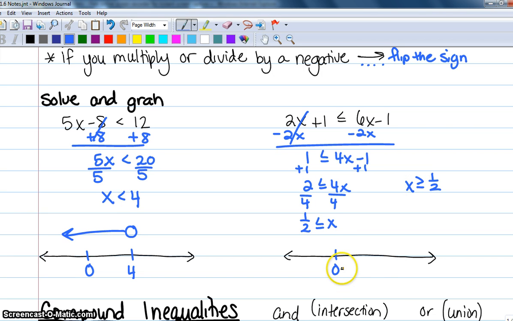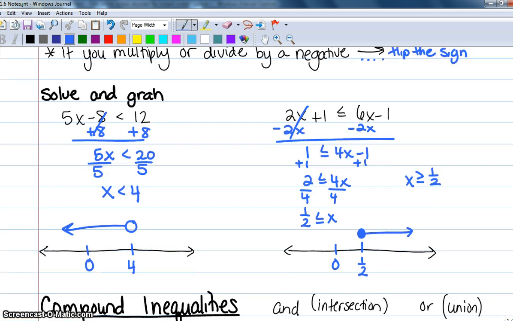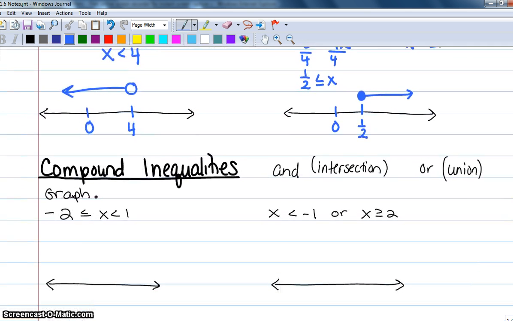So we've got 0 and we've got 1/2. 1/2 is positive, so that's going to be to the right of 0. It's greater than or equal to, so since it can be the number 1/2, we're going to close in the circle. Our arrow is pointing to the right, so we draw it to the right. That was a quick review of what you should have learned before.